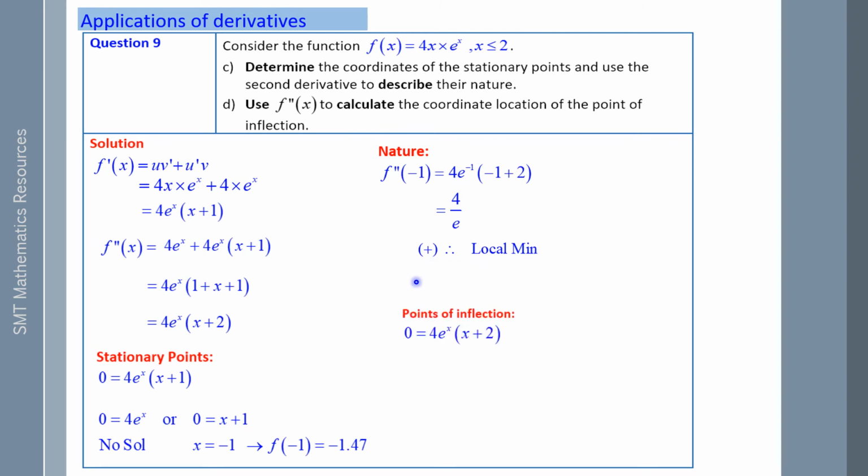The points of inflection is letting the second derivative equal 0. Null factor law: 4e to the x equals 0, and x plus 2 equals 0. We're not going to get a solution for that one, but for this one, our solution is x equals negative 2. There's a point of inflection at negative 2 across, and our y value after subbing it in is negative 1.08.